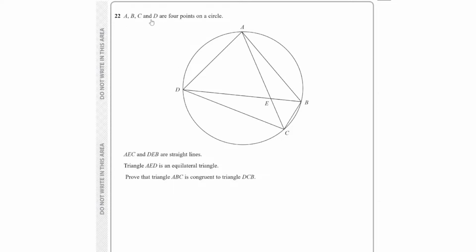Okay, so A, B, C, and D are 4 points on a circle, as you can see.